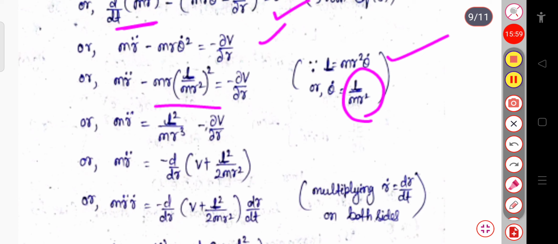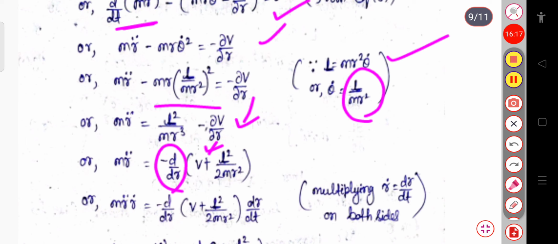Since it is a minus sign, if I take it to the right hand side, then it becomes positive, minus dou v by dou r. Again, if I take common minus d by dr, then v will be present here. The first term is your v, because minus dv by dr is equal to this much.